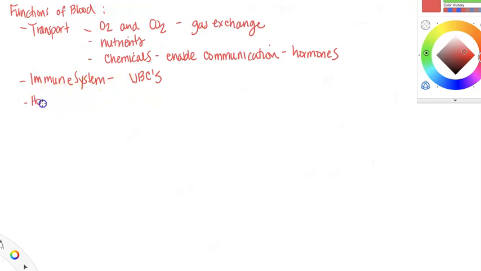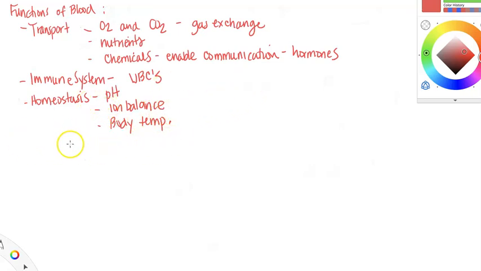It functions in homeostasis. So pH, because it moves around hydrogens. Ion balance, because of movement of sodium and potassium and all that. And it functions in body temperature. It moves to outside of the body, like the skin, to be cooled off, and it moves into the core to warm up or to keep the body warm.